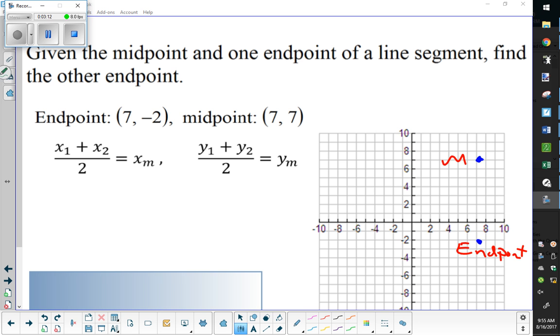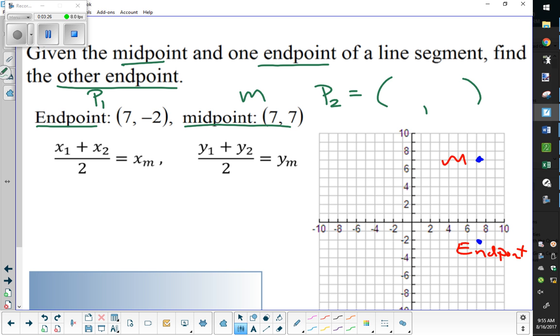Here we go. So, given a midpoint and an endpoint, we know we're using the midpoint formula. Here's my endpoint, so this is like my first point. This is my midpoint. My job is to find the other endpoint. I'm trying to figure out what P2 would be. Graphically, it looks like this. Here's an endpoint. There's the midpoint. So where would the other endpoint be in relationship to that midpoint? The same distance away, and it'd be straight up.